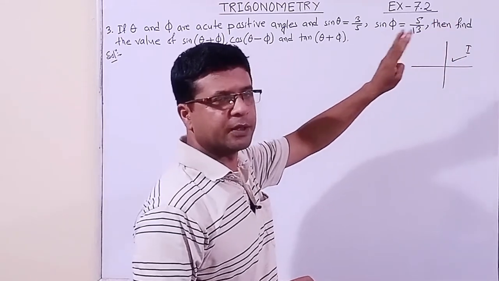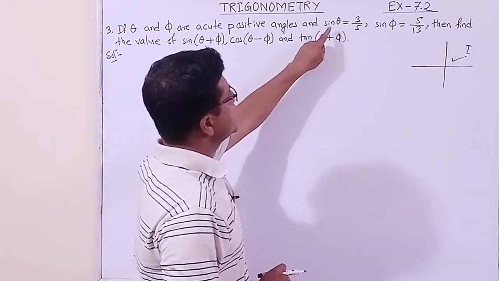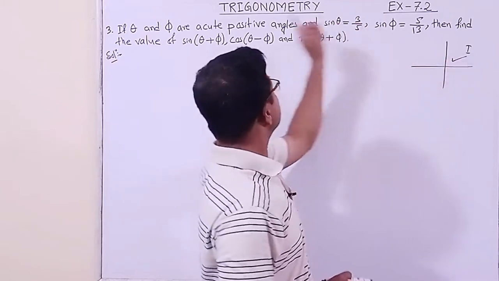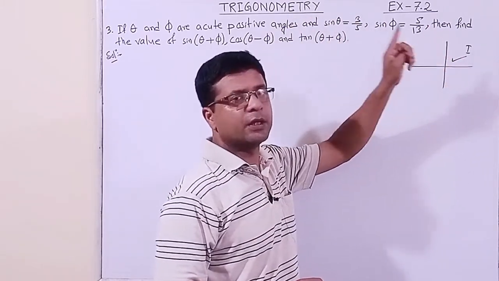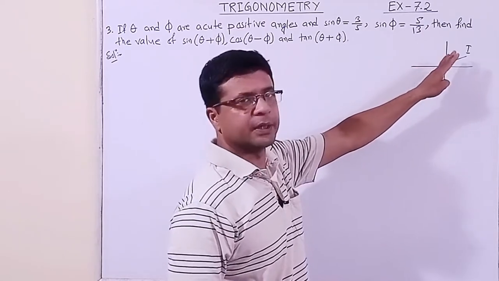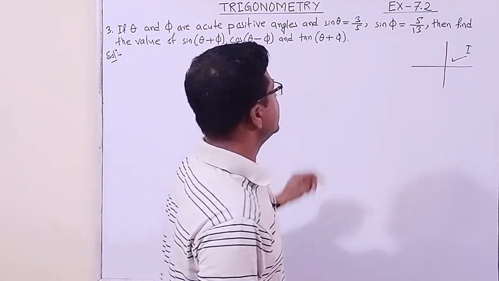This is a very important thing I am talking about. All the ratios are positive because they are acute angles. That means they are less than 90 degrees. They lie in the first quadrant. So all the trigonometric ratios are positive here. We cannot take any negative value.